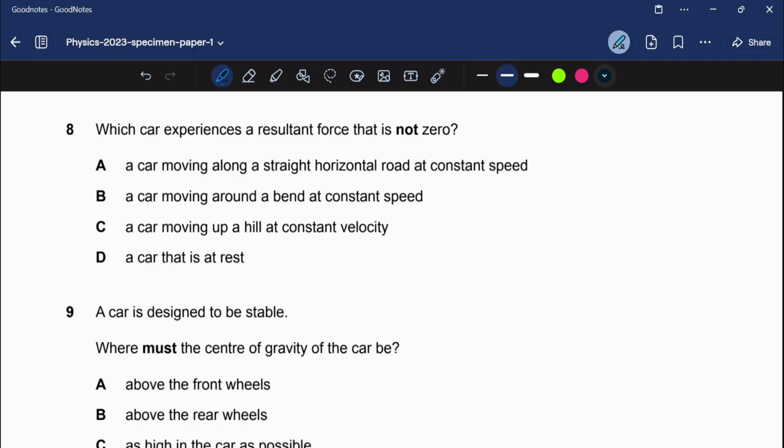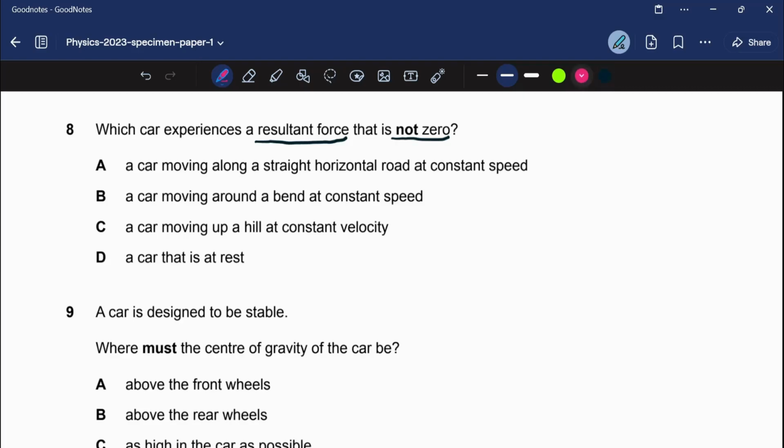Which car experiences a resultant force that is not zero? From all of these given options, all of these scenarios, we have to figure out which car is actually having a resultant force that is not zero.